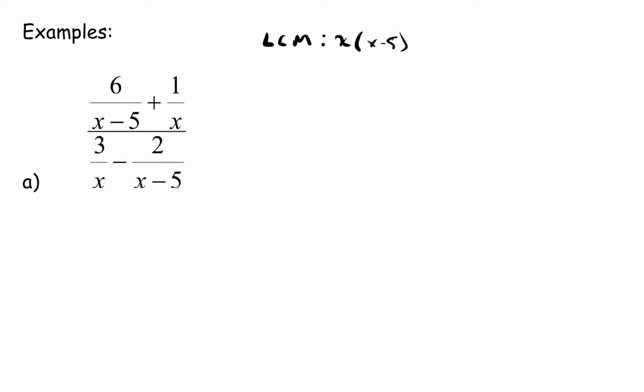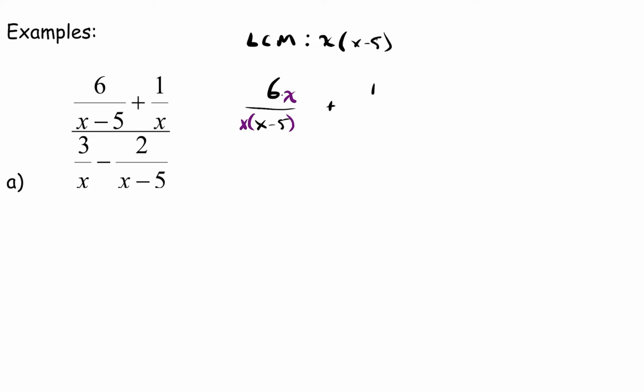So that's what we're going to go ahead and use. So what we'll go ahead and do is take our first part of this fraction, 6 over x minus 5. To get the denominator to match, we have to multiply by x, so we'll get x times x minus 5, and then 6 times x. And then we have plus 1 over x. This is going to become x minus 5 here and x minus 5 here. Okay, just making all of the denominators match.